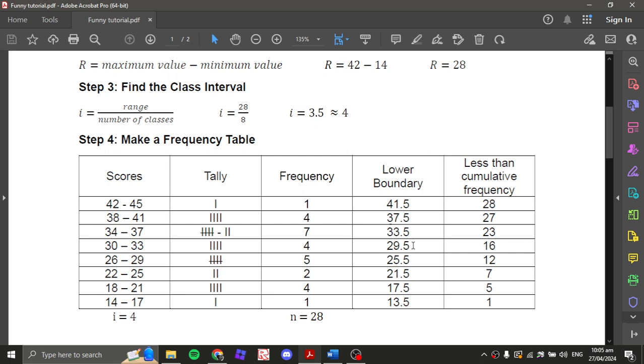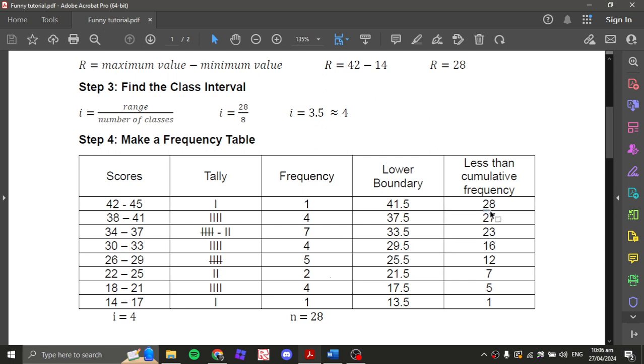Less than cumulative frequency. So basically, you just add the frequencies together. So we first have to start at the bottom. So the frequency is 1, so we have 1. Now we add it to the next class frequency, which is 4. So 1 plus 4 equals 5. 5 plus 2 equals 7. Plus 5 is 12. Plus 4 is 16. Plus 7 is 23. Plus 4 is 27. And plus 1 is 28.